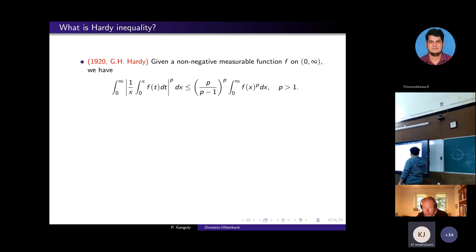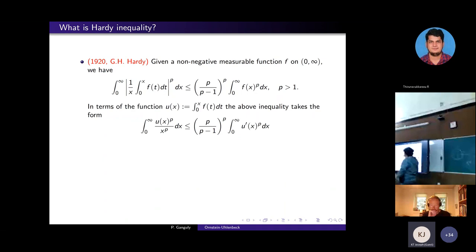Let us write u(x) to be this function, the integral from 0 to x of f(t) dt, then the above inequality transforms into this form. Now this has more mathematical beauty because here you control the weighted L^p norm of u with respect to the inverse weight by the derivative of that function. Now, to make life simple, we will only consider the p equals 2 case in this talk.